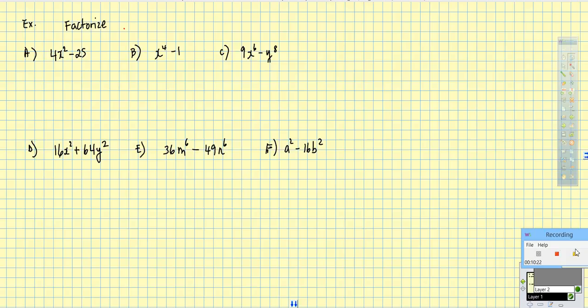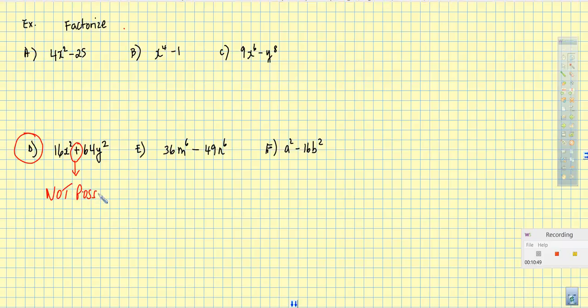So if we do just a couple of other examples, I'll just randomly pick a couple. Let's do question D here. So we've got 16x squared plus 64y squared. Well, it appears that you could take the square root of everything because everything is a perfect square here. The only issue is that I've got a plus. And because I have a plus, this is going to be a no solution or not possible.